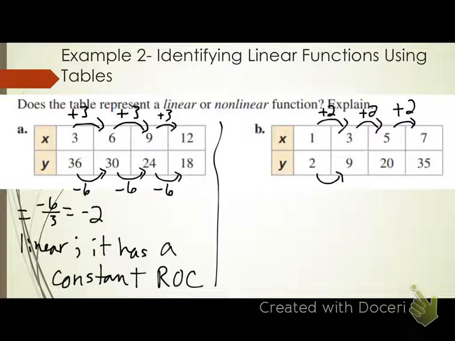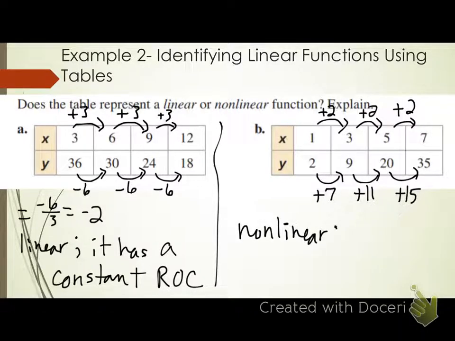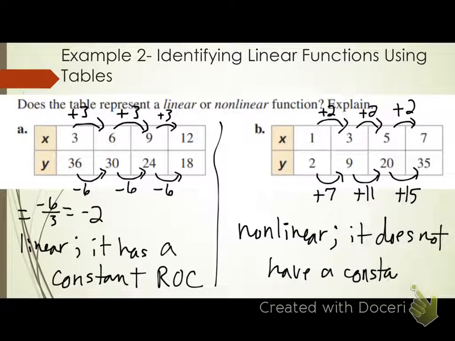2 to 9, what am I doing? Add 7. 9 to 20. Add 11. 20 to 35. Add 15. So my x values are increasing at a constant rate, but are my y values? No. So is this linear or nonlinear? Nonlinear. And what's my explanation here? It doesn't have a constant rate of change. Are we okay with that?